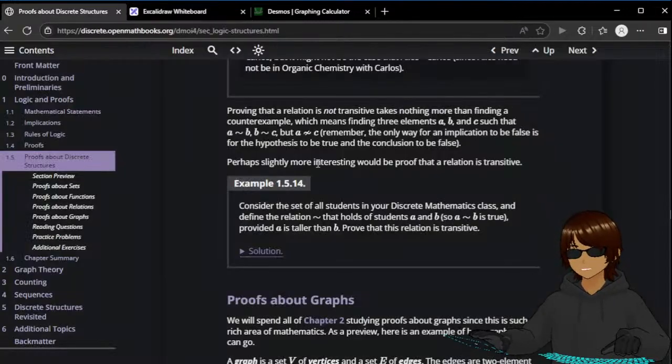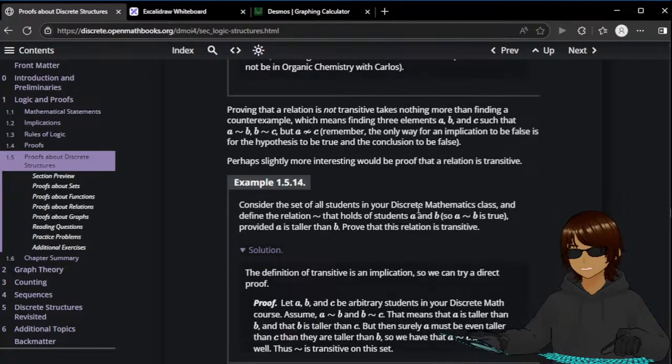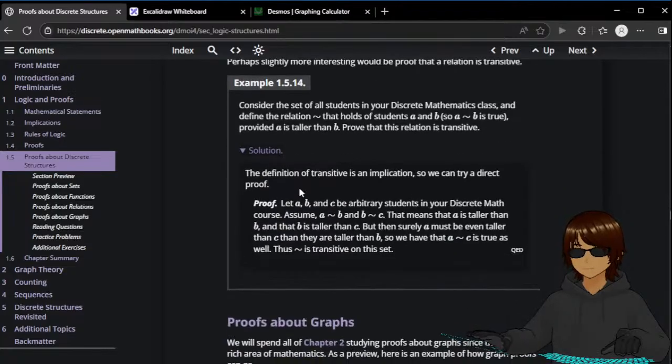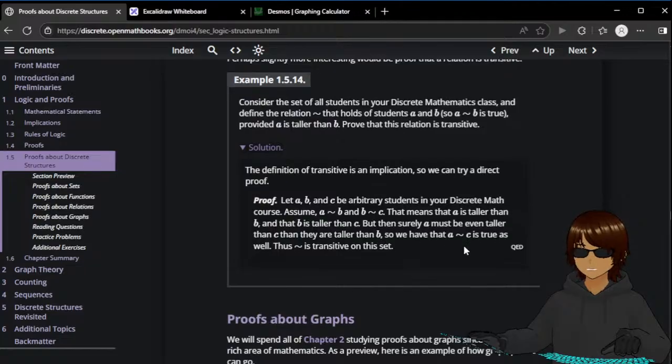How would you prove such a thing? We can prove by contradiction, maybe. Let A, B, and C be arbitrary students in your discrete math course. Assume A is taller than B and B is taller than C. But then surely A must be even taller than C, since they are taller than B. So we have A taller than C is true as well.